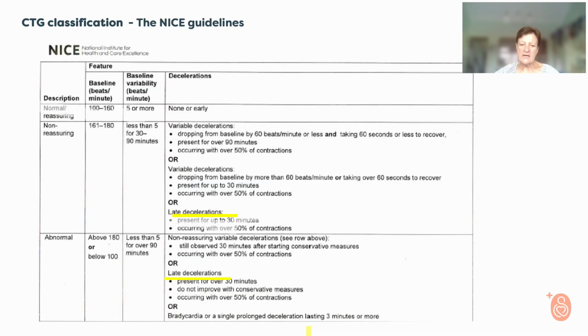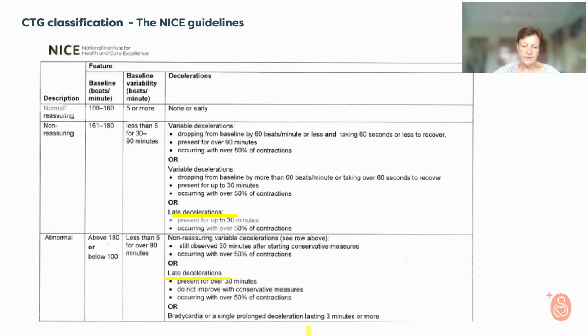If we look at the NICE guidelines, again, the baseline is normal because it fell in the 100 to 160 beats per minute category. The variability is normal because it's 5 or more. But when we look at our decelerations, we see that it falls here in the non-reassuring column because it says there are late decelerations present for up to 30 minutes, and it's occurring with over 50% of the contractions. And we've seen that in all our graph, it was with every contraction.